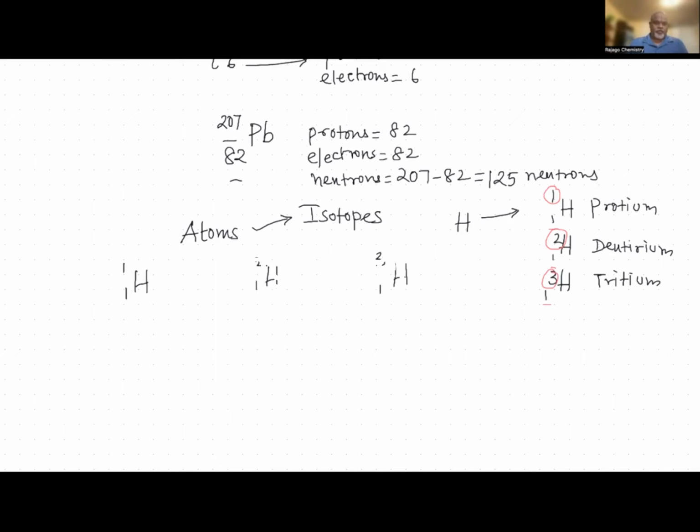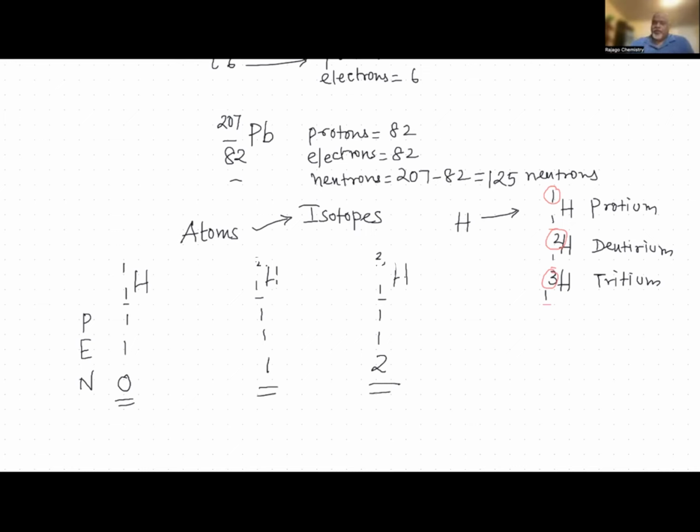When we look at the number of protons, electrons, and neutrons, they each have one proton and one electron. Here the number of neutrons will be 1 minus 1, which is 0. Here, 2 minus 1 is 1. But here, 3 minus 1 is 2. So you will have 0 neutrons. This is the only species which has 0 neutrons, actually. There is one neutron in the next, and 2 neutrons in the last.